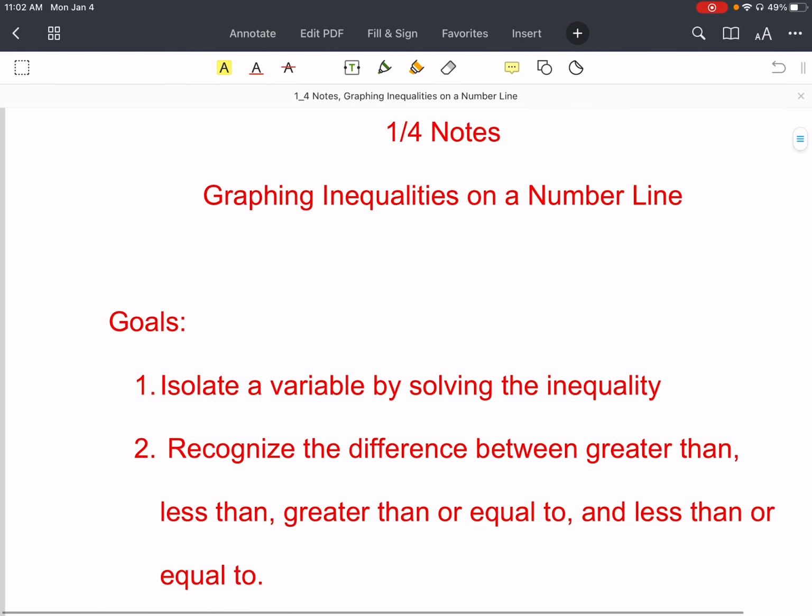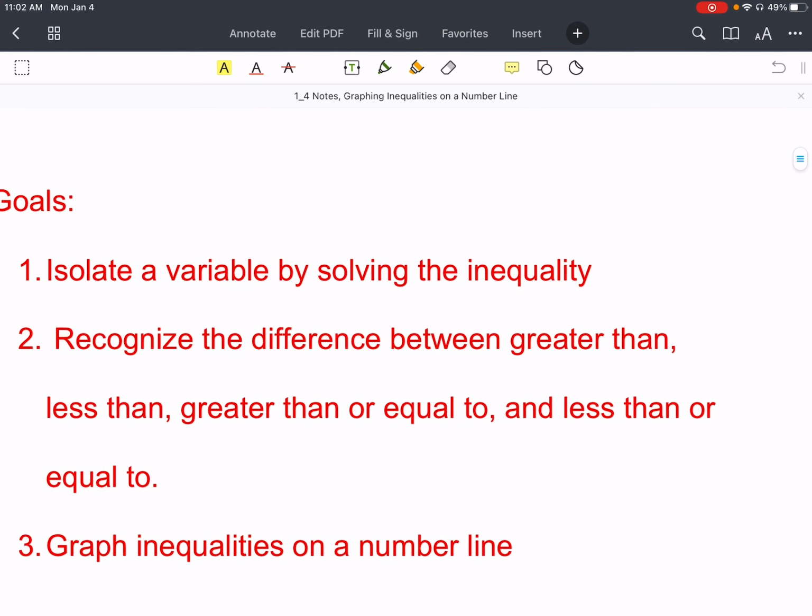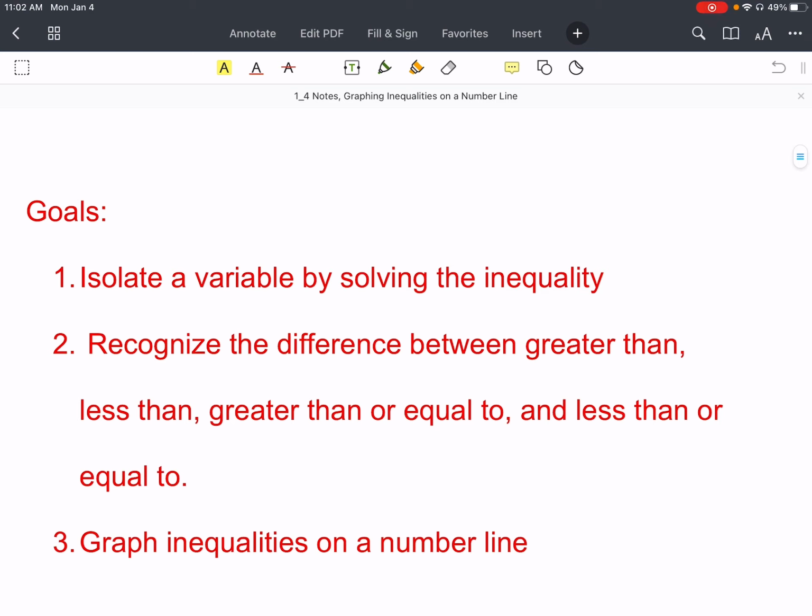We have our three main goals. Goal number 2 is extra long. If you read through it and don't feel the need to copy it down, that is perfectly fine. We are going to be solving inequalities just like we do with equations by isolating variables. Goal 2, recognize the difference between greater than, less than, greater than or equal to, and less than or equal to. So those four different symbols have different meanings.